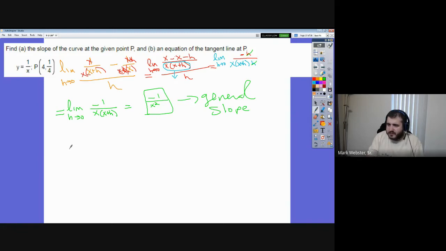Now let's find the specific slope. Right, because x is 4, that's where we care about, right? We're just going to plug it in. -1 over 4 squared. And that's just -1/16. So this is the slope that we care about. That's our m. And now here's our x1 and our y1.